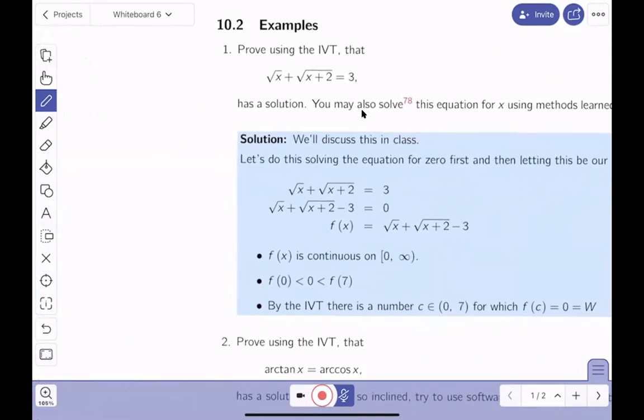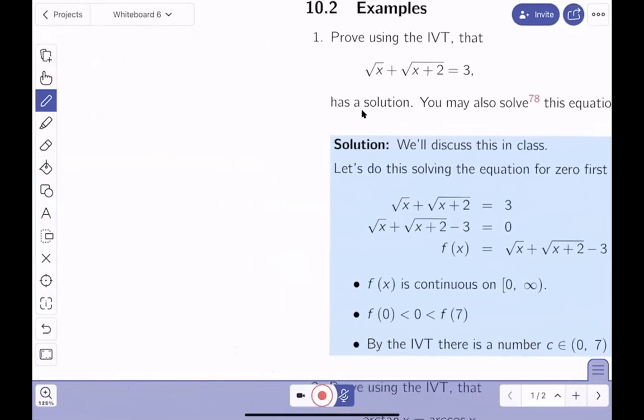You got to read. So it says prove using the IVT. So I'd have to know what the IVT is. What I like to do with the IVT is I really see the IVT as a root existence problem. So really what I'm looking to do is write a function down. A way to do that is to take my equation. This is an equation. I don't need to solve it. I'm going to solve that for 0. Why is that? I'm really looking for a root. So root x plus root x plus 2 minus 3 equals 0.